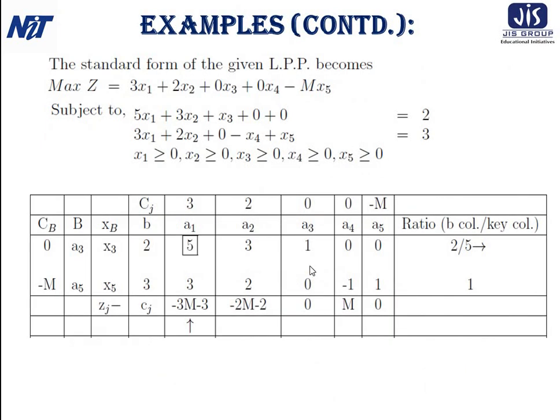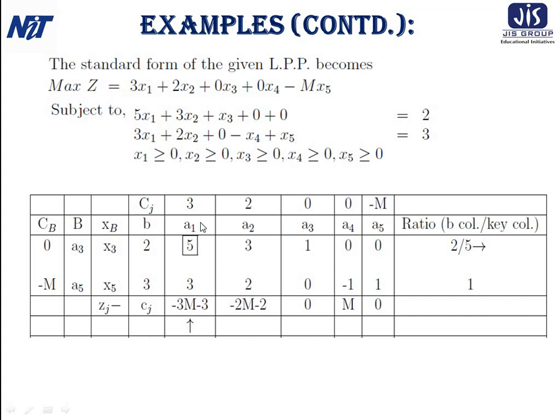Now we come to the table. Now we are forming the table. So again I am writing the standard form. At first in this table we are putting the values of Cj. Already we know Cj is the coefficient of the variable in the objective function, j for objective. So what are the coefficients? 3, 2, 0, 0, minus M.